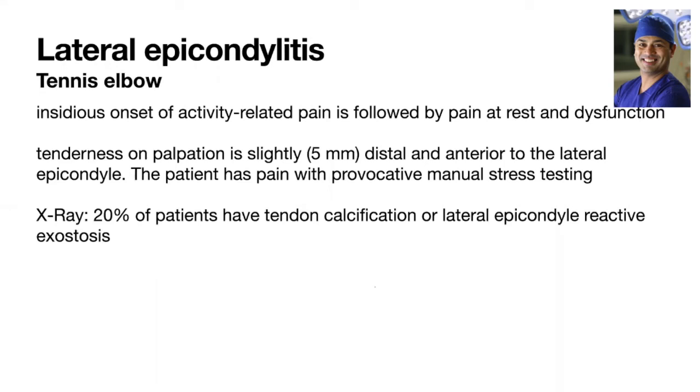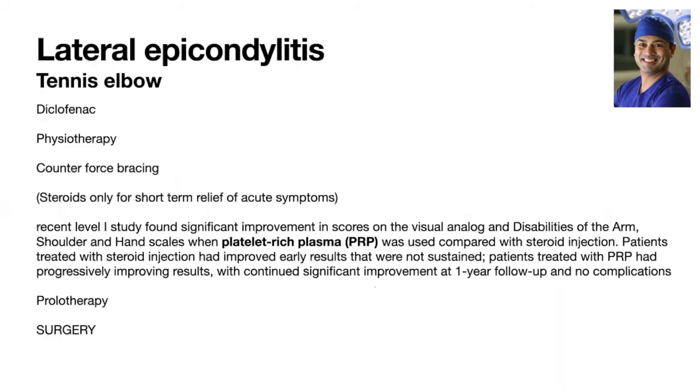The X-ray will show you any significant arthritis inside the elbow joint, and it'll also show you people who've got a chronic tendon issue with calcification or exostosis of the lateral epicondyle. And that X-ray change at the lateral epicondyle is a negative prognostic factor for non-operative treatment, but that doesn't mean you don't try non-operative treatment.